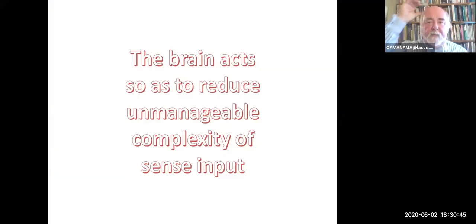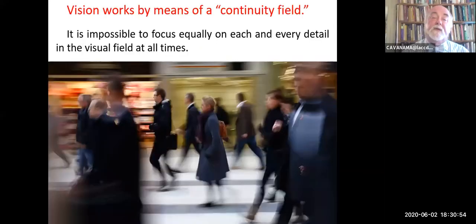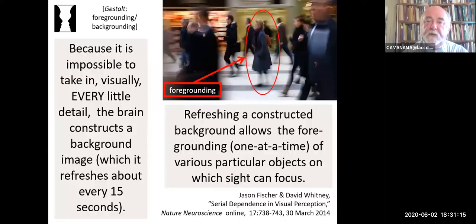But what we discover is that the brain acts so as to reduce what otherwise would be unmanageable complexity of sensory input. Vision, for example, works by means of what's called a continuity field. Say you're standing in a train station watching all the people go by, Victoria Station or Grand Central Station in New York. It's impossible to focus equally on each and every detail of the visual field at all times. If you look at that woman in the middle, then you've got to ignore the other people rushing by. You have to pick and choose. Because it's impossible to take in visually every little detail from the senses, the brain constructs a background image, and it refreshes this about every 15 seconds. So we foreground certain details and background some other details.